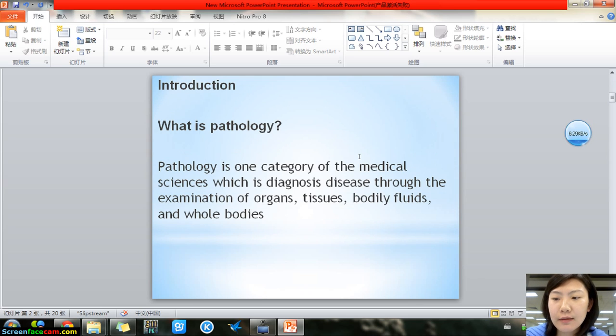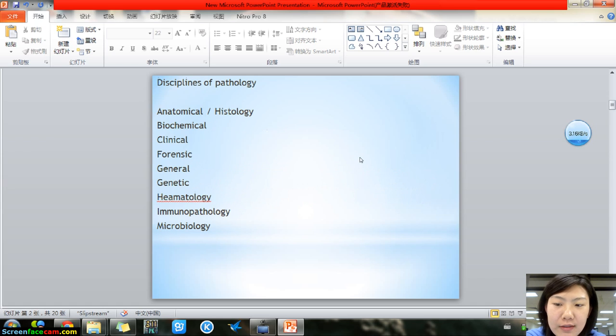Pathology is one category of the medical science, which diagnoses disease through the examination of organs, tissues, body fluids and whole bodies. It has 9 disciplines, which include anatomy, histology, biochemistry, clinical forensic, general, genetic, hematology, immune pathology, and microbiology. Each discipline has different typical tests and researches a different field.